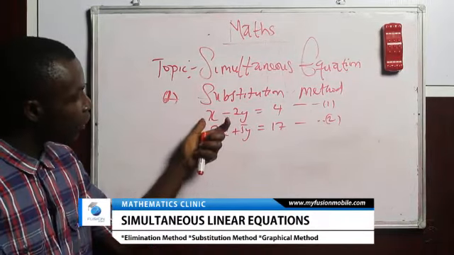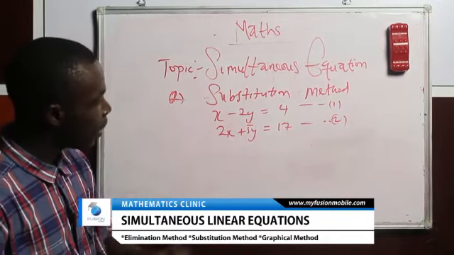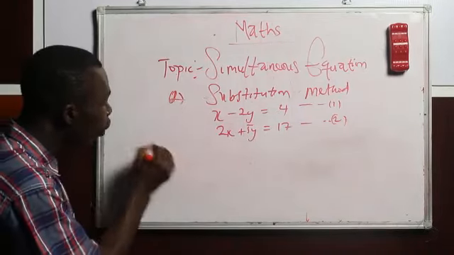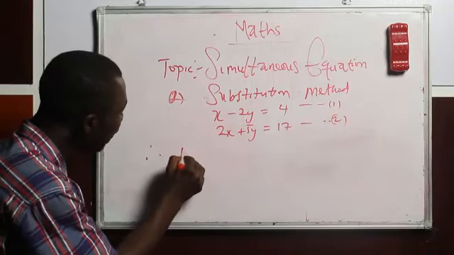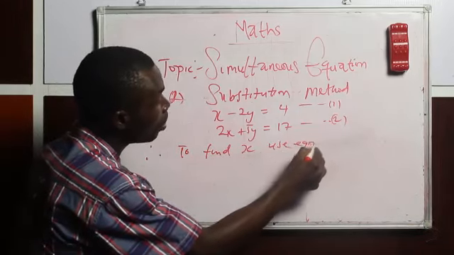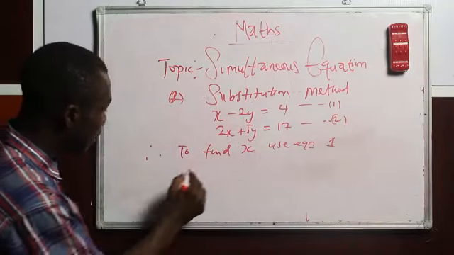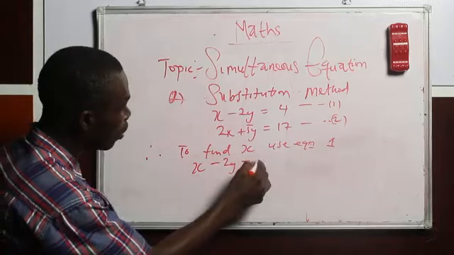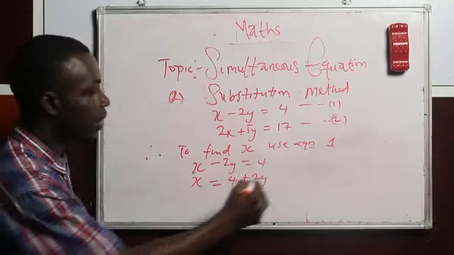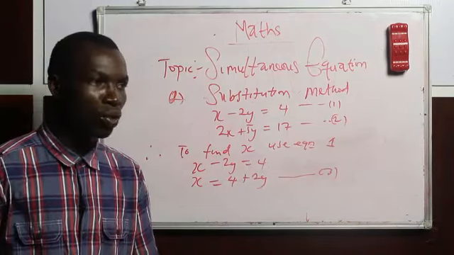Look at these equations. We have x, we have 2x. We have minus 2y, we have plus 5y. We have 4, we have 17. Therefore, we can find x. To find x, we can use equation 1. That is x minus 2y equal to 4. So x is equal to 4 plus 2y. This is equation 3.